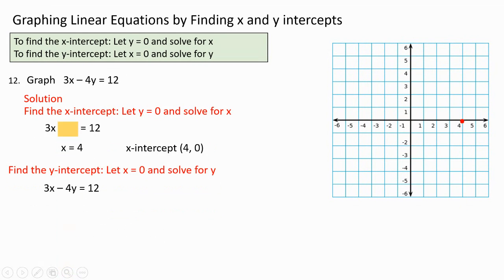Now let's find the y-intercept. So for the y-intercept, we're going to let x equal 0 so we can cover the 3x, because that's going to be 0. And then in our heads, we can divide both sides by negative 4, so y equals negative 3. So the y-intercept will be (0, -3). So let's plot that point. Now we connect both points. That's my line.